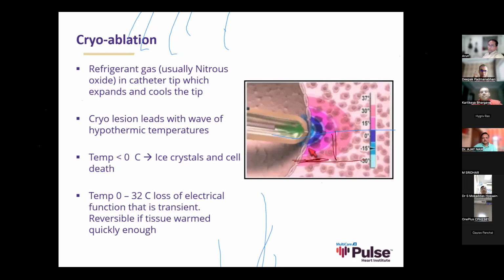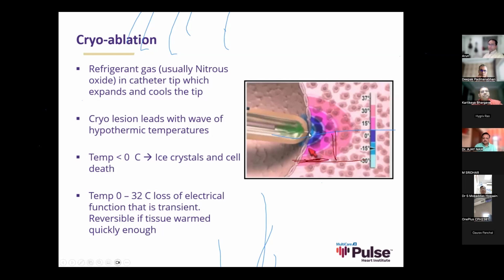I have one slide about cryoablation. So cryoablation is basically the opposite of what we are doing with heating. We are trying to cool the tissue, and how does it lead to a lesion? Basically, we are using a refrigerant gas, and we rapidly let it expand at the catheter tip, and that cools the tip. So the tip becomes extremely cold, and that leads to waves of cryo lesion.